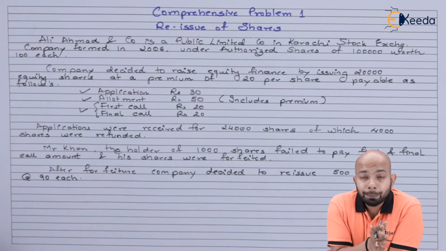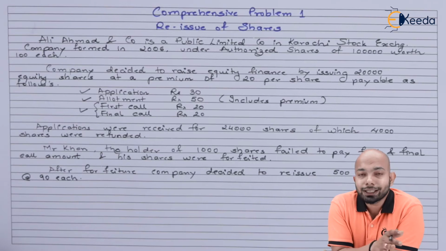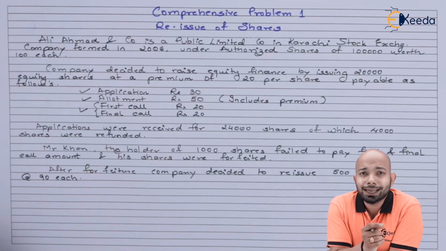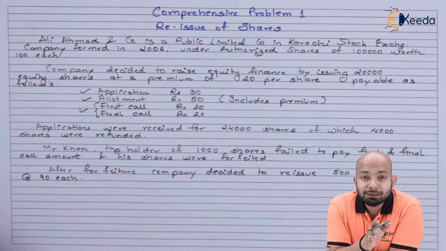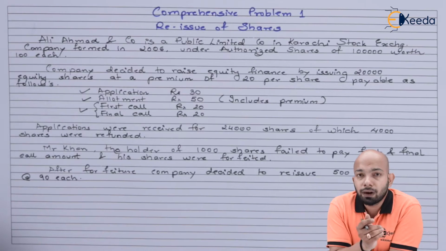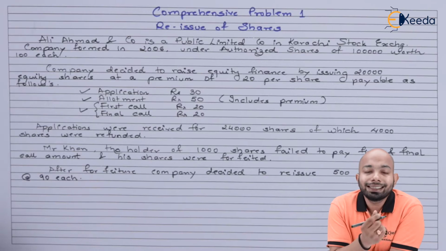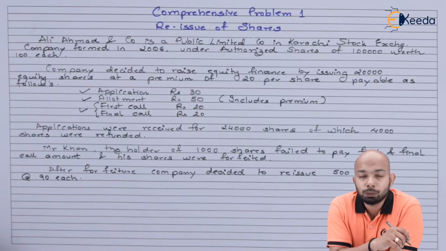Now, after forfeiture, the company decided to reissue 500 shares. That means the forfeited shares were 1,000. Out of those 1,000, the company decided to reissue 500 shares at the rate of 90 each. As we discussed, whenever reissue happens, it is below the face value of 100. Not completely less, but a little less than that. So in this situation, the face value was 100 and they decided to reissue at 90 rupees. Now, we have to pass the journal entries here.